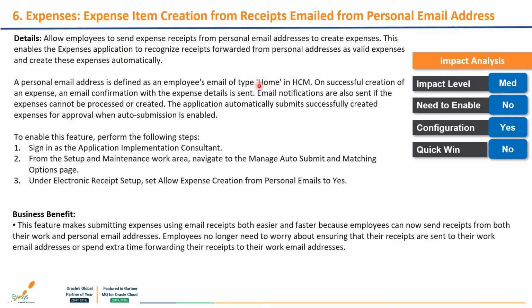So whenever the user is sending an email from their personal email address, the system will allow it. System will treat it as a valid email address to create the expense lines, right? So it is ease of use, we can say, right? Employees do not have to forward the email from their personal email to work address, and then from work email address they have to apply, right? So they can very well do it right now from the personal email address directly.